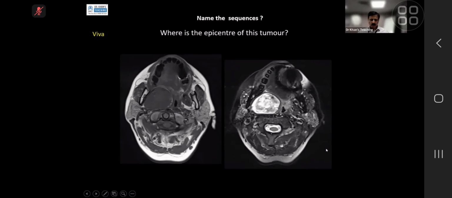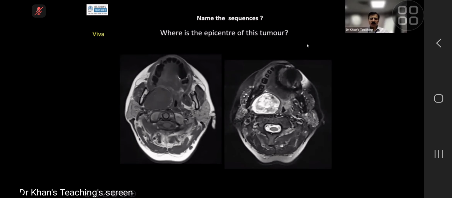So differential diagnoses are those of parotid origin, including pleomorphic adenoma. Differential to that would be a Warthin's tumor and malignant salivary gland tumors like mucoepidermoid or adenoid cystic carcinoma. Right. I'd like to look at the contrast.